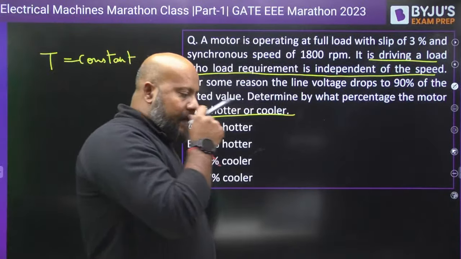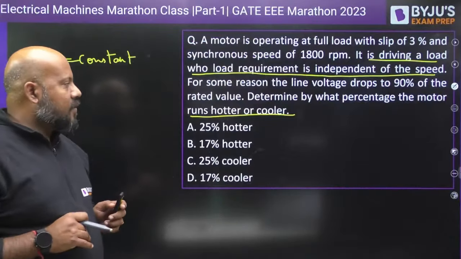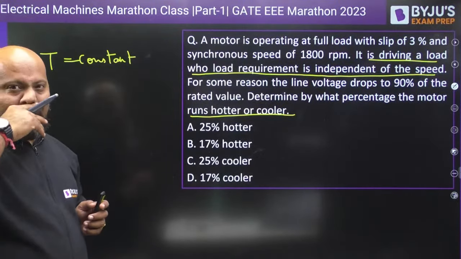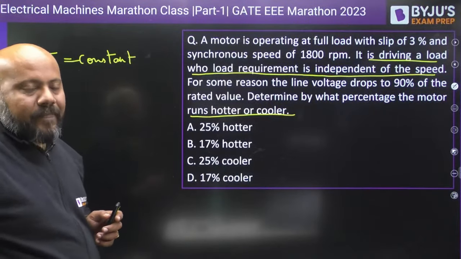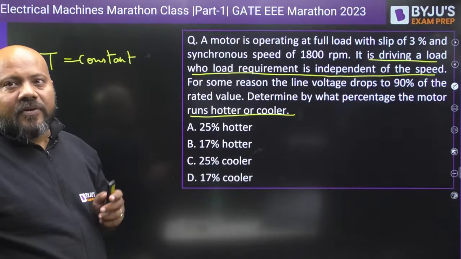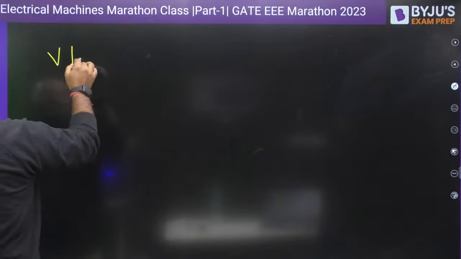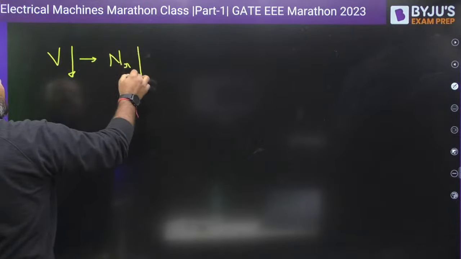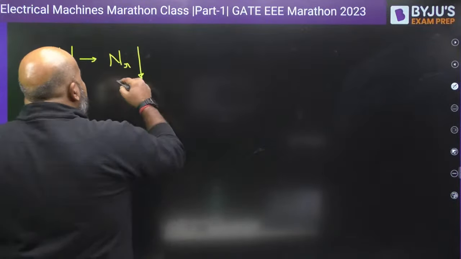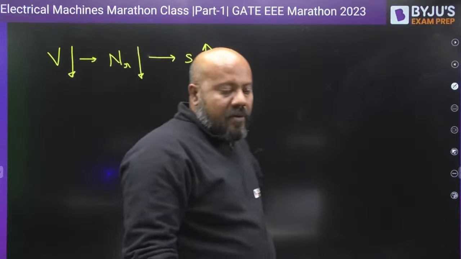Now, imagine you are sitting in your room and suddenly there is a drop in the voltage. What is the first consequence you will observe? When there is a voltage drop, less voltage is coming, so the fan speed will be less. If voltage drops, the rotor speed is going to be reduced. If the rotor speed is reduced, what happens to slip? Slip is going to increase.